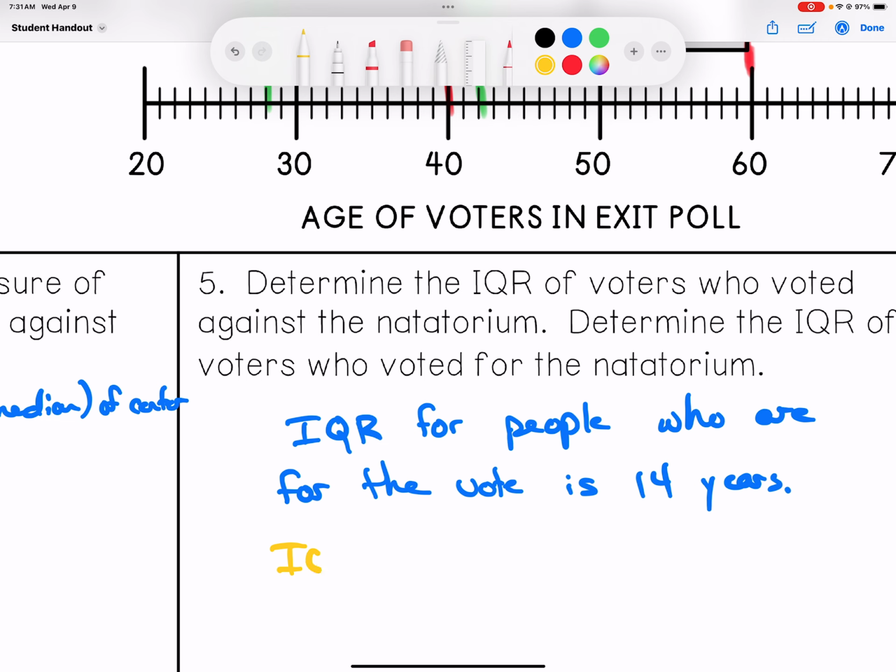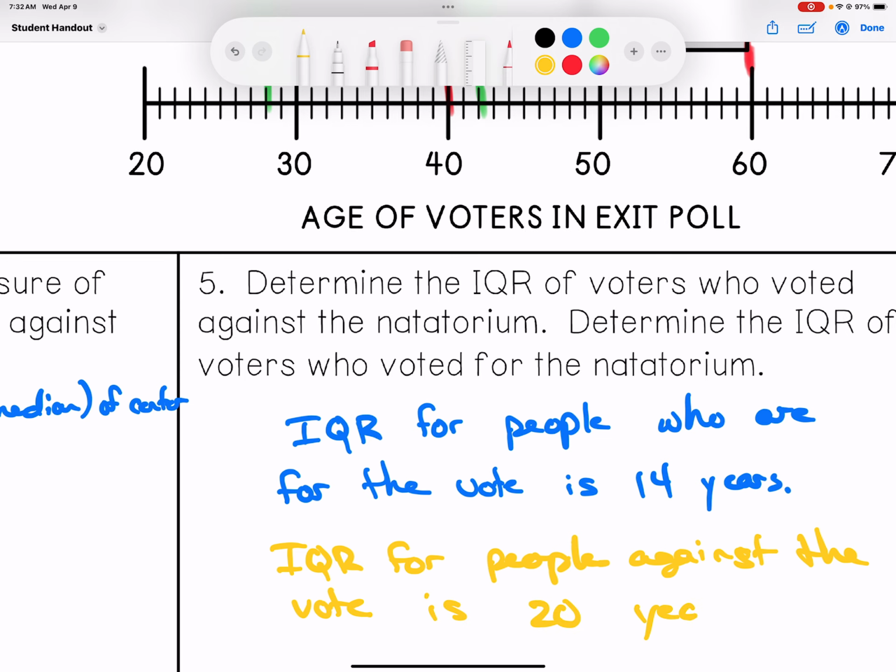The IQR for people against the vote is 20 years. So what that tells us is the people who voted for it are closer in age than the people who voted against it. The people who voted against it have a crazy amount of range of ages, where the people who voted for it are kind of younger. The older people don't want the pool, the younger people do. That's what it amounts to. Okay?